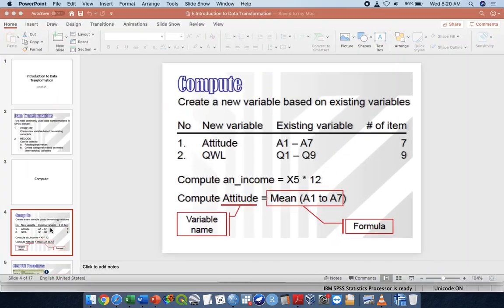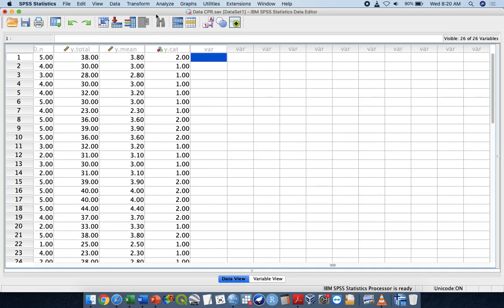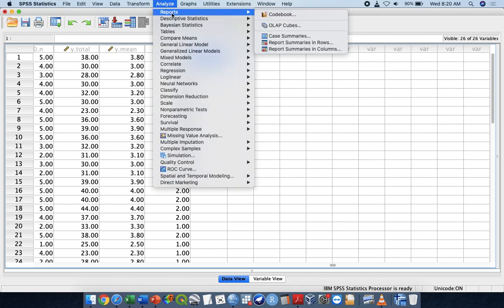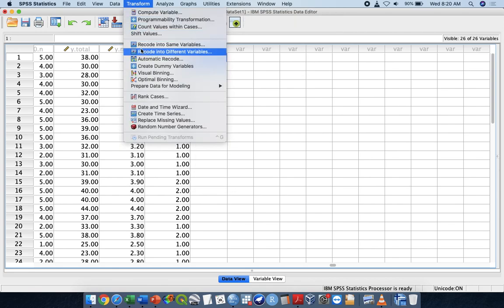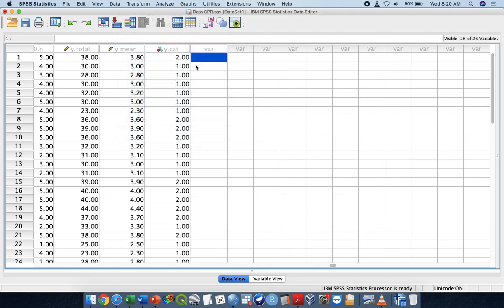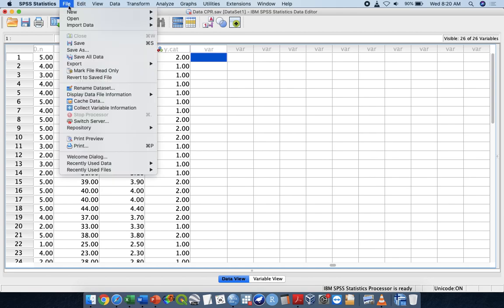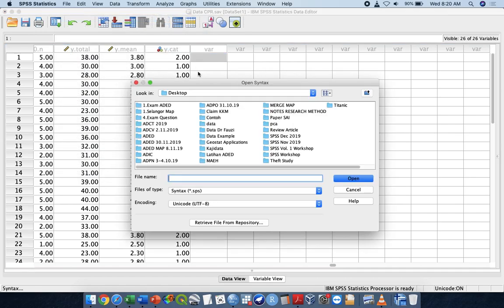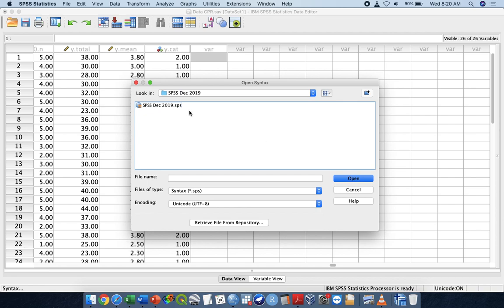Okay, and then in the compute also, in yesterday's discussion, we also learned about syntax, right? The function of syntax is actually to minimize the effort for you to use the GUI, graphical user interface, which is analyze, descriptive, transform, recode, over and over again. Maybe you can simplify that using the syntax functions. So the syntax functions are very useful, especially if you have a lot of data sets. I took an example. So this is yesterday's data that was already simplified.